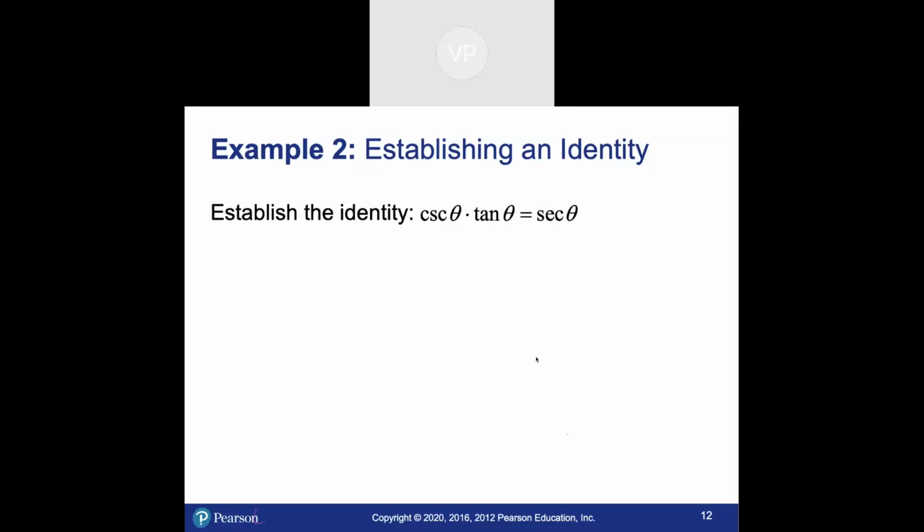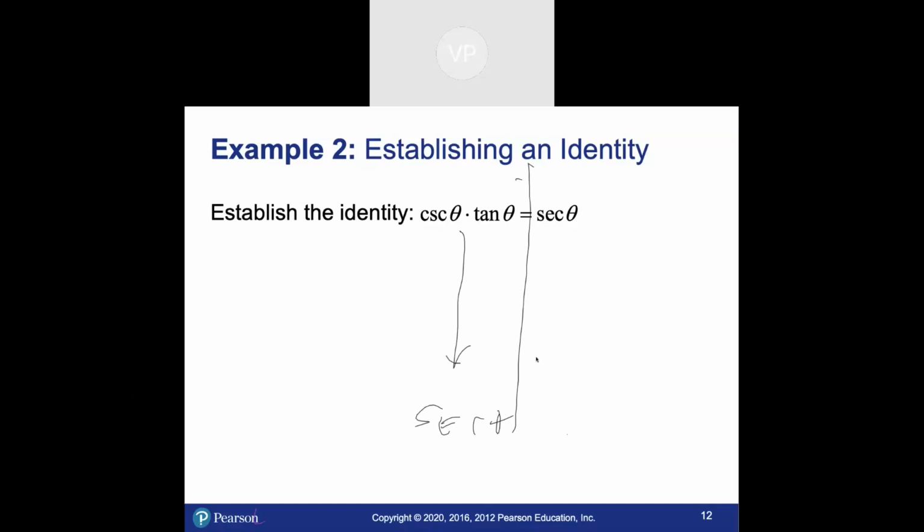You can manipulate either side, but what you don't normally do when you establish an identity is move things around. Don't move things from left to right. Don't multiply things on both sides. You want to treat this like they are two separate problems, like that. And our goal was to make this one be a secant theta without touching the other side. Okay, I know that was kind of messy.